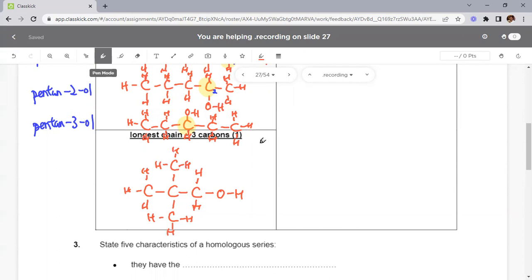So this fella here, okay, I'm going to give you the name to it. It is quite a cool name. This is actually called 2,2-dimethyl propan-1-ol. Okay, that's what this fella is called.